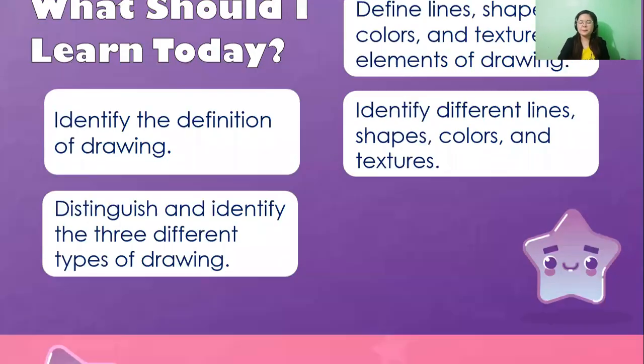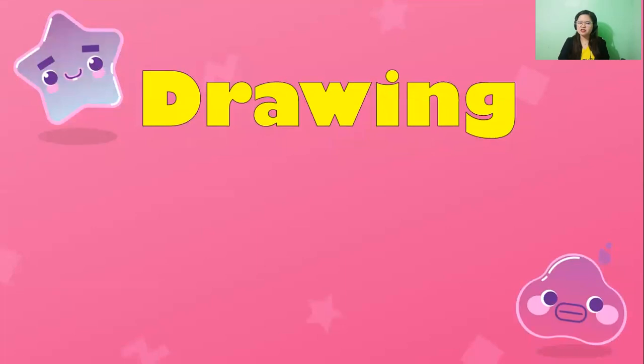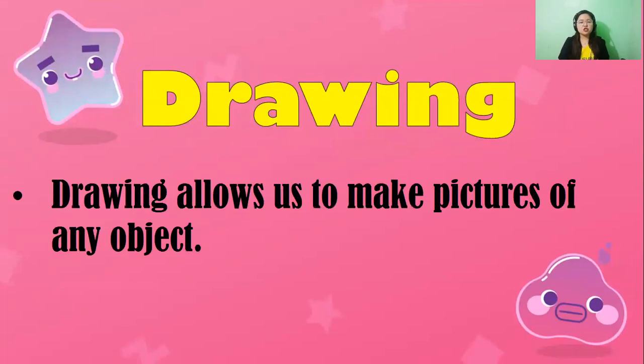Let's proceed. What is drawing? Drawing allows us to make pictures of any object. So you can draw a boy or a girl's face, an animal, any object, or even an event that you want to remember. You can use pencil, crayon, or pen when you are making a drawing.